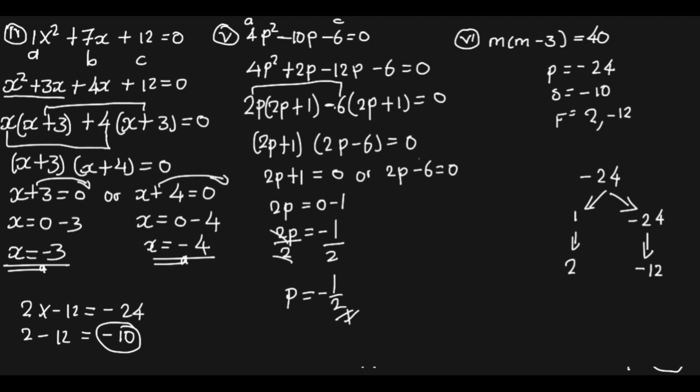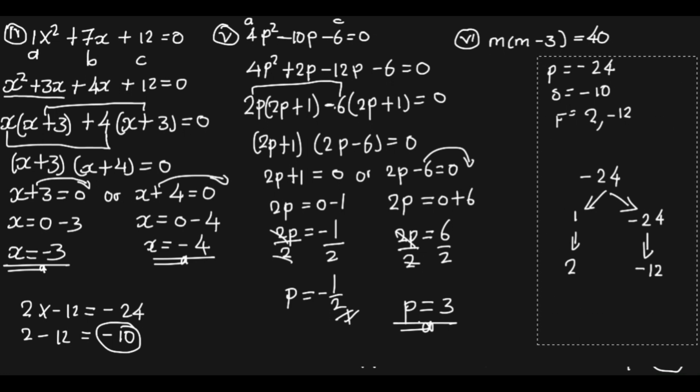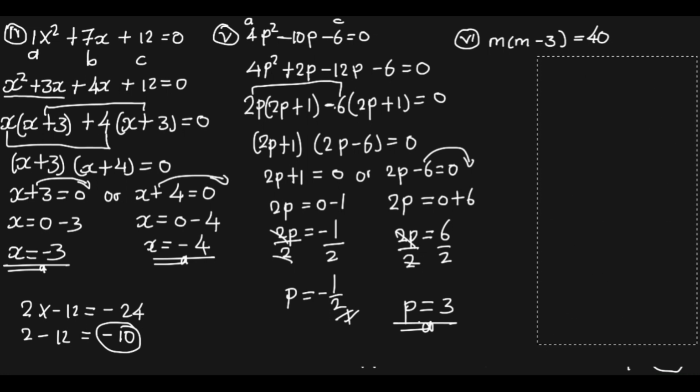Now let's also solve the other part. So we are going to move our -6 to the other side, giving us 2p is equal to 0 plus 6. 2p is equal to 6. We divide by 2, also here by 2, and we can see that the value of the other p is equal to 3. Okay, so now we can move on to the last problem. Feel free to pause the video and give it a try.